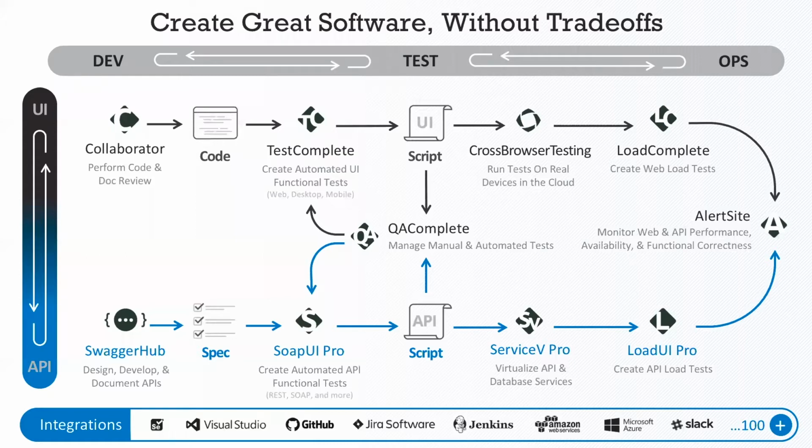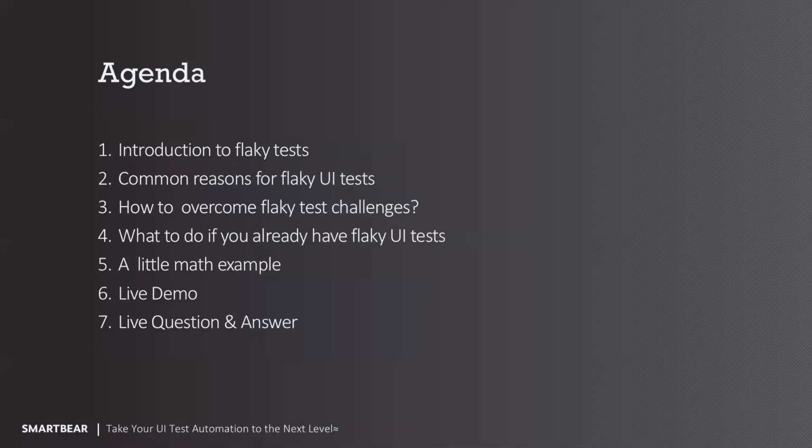So with that, we're just going to go ahead and get started. We finished the SmartBear spiel, and now let's talk about the important things. What are we actually going to cover today? So the first thing in this presentation we're going to talk about is flaky tests. Actually, this entire presentation is really going to be about flaky tests and how we overcome the common reasons that we see for flaky tests. How do you handle the flake? We're going to figure it out.